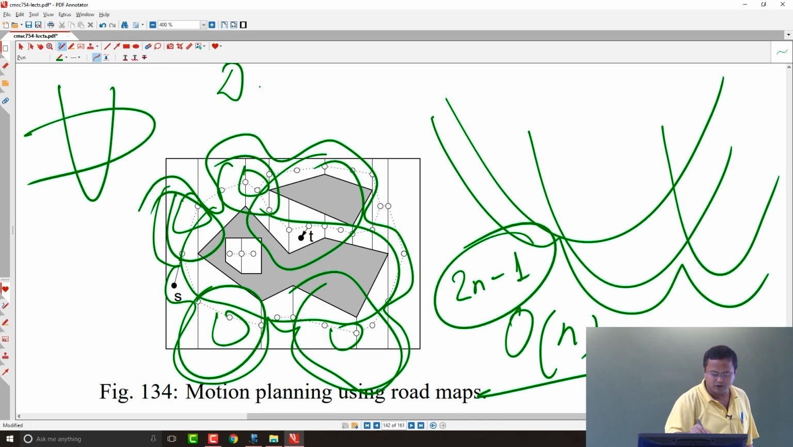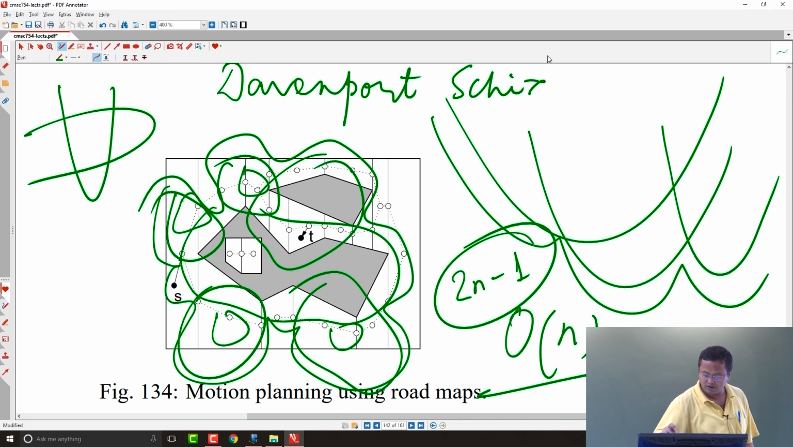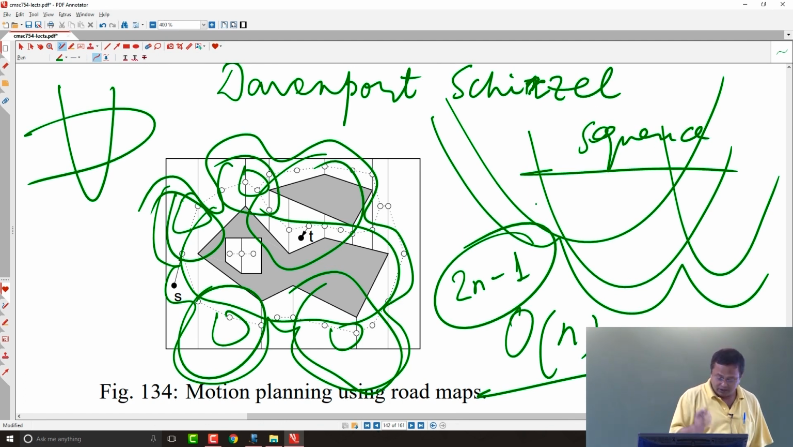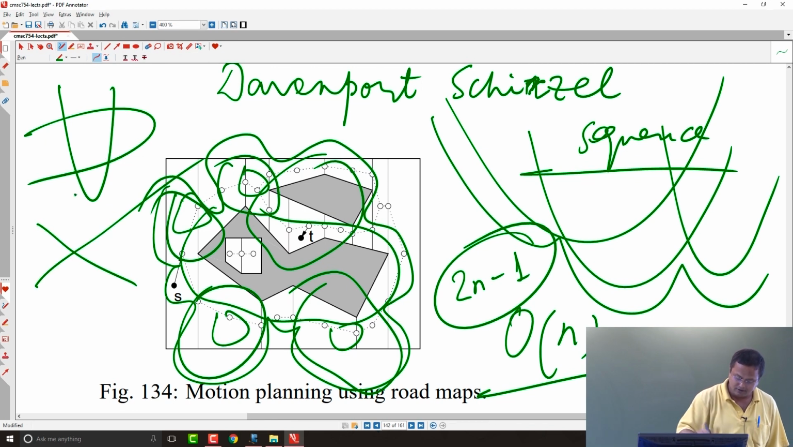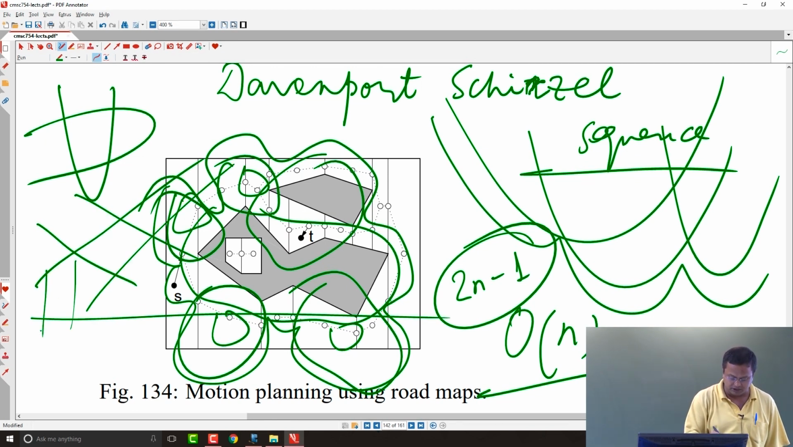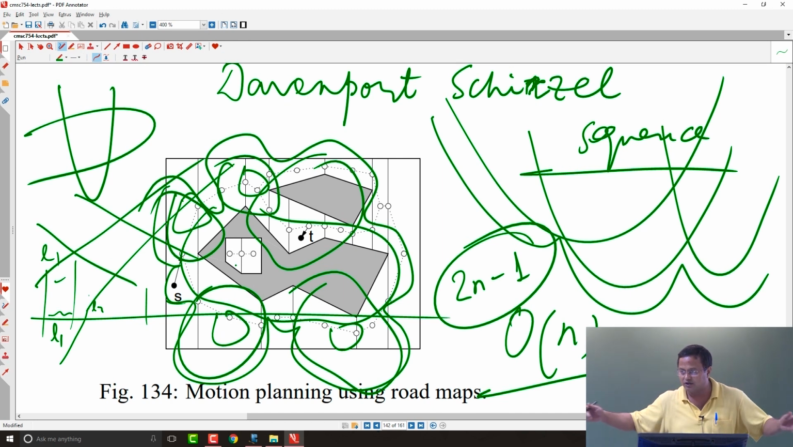Those of you who are interested might look at something called, I thought of getting into this, but it is Davenport-Cinzel sequence. The interesting thing is if you have lines and you look at this lower envelope, so this part is minimum, and you look at the complexity of it. If this is line L1, then it is this L2, then maybe somewhere it is L3. So, you look at this sequence L1, L2, L3, and you try to argue how big is this sequence.